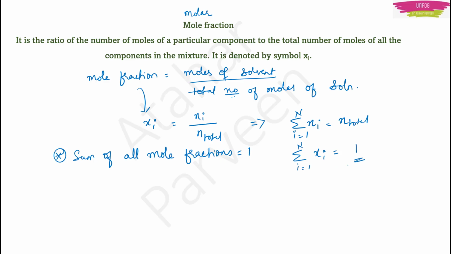How did I get this summation Xi equal to 1? See, if I take summation here, let me use this formula again. For Xi, if I take summation in the numerator, I will write it as N total only, right? Then again I have N total in the denominator. Both will get cancelled and summation Xi will be equal to 1. This is a very important point you have to remember for mole fraction.